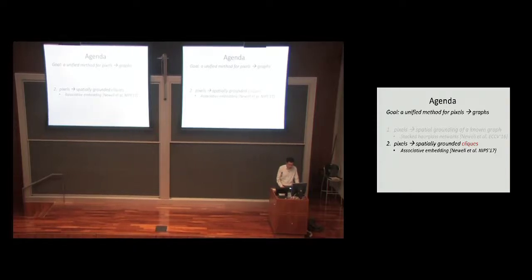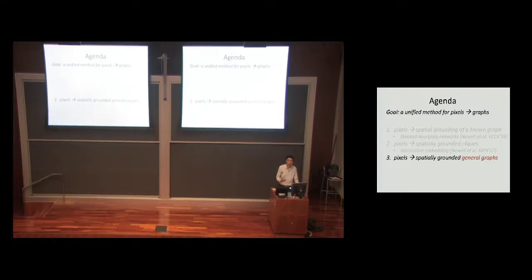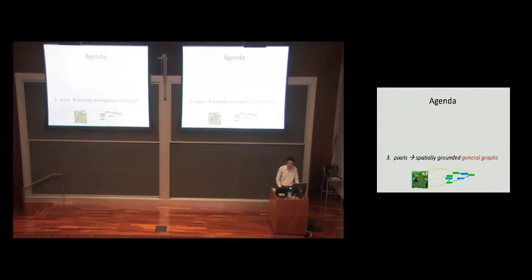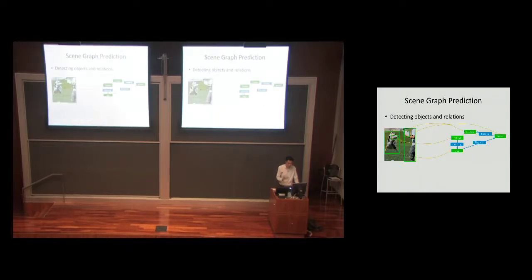Okay, so I have shown how to generate spatially grounded cliques, but this is still not a full general graph. Now I'm going to turn to the full general problem, that is, from pixels to spatially grounded arbitrary graphs. In this case, arbitrary graph means an arbitrary directed graph. And let's come back to the example that motivated us earlier, that is the problem of scene graph prediction. Here we have an input image. We'd like to predict a graph where the nodes represent the objects and the edges represent the relationships.